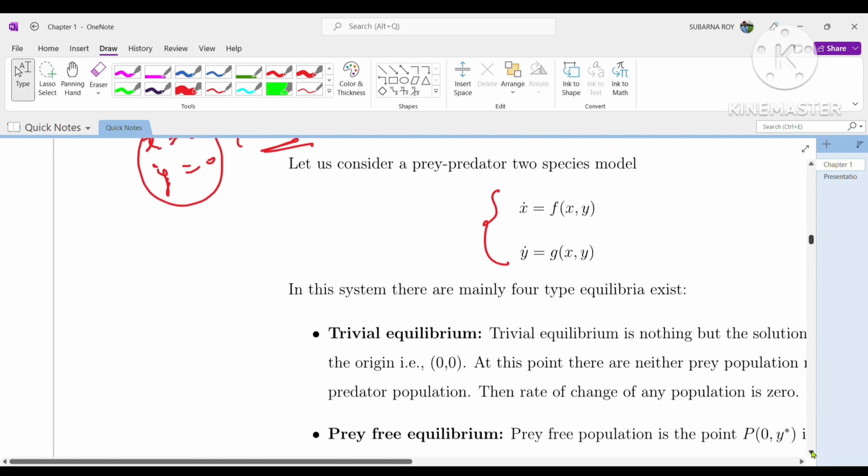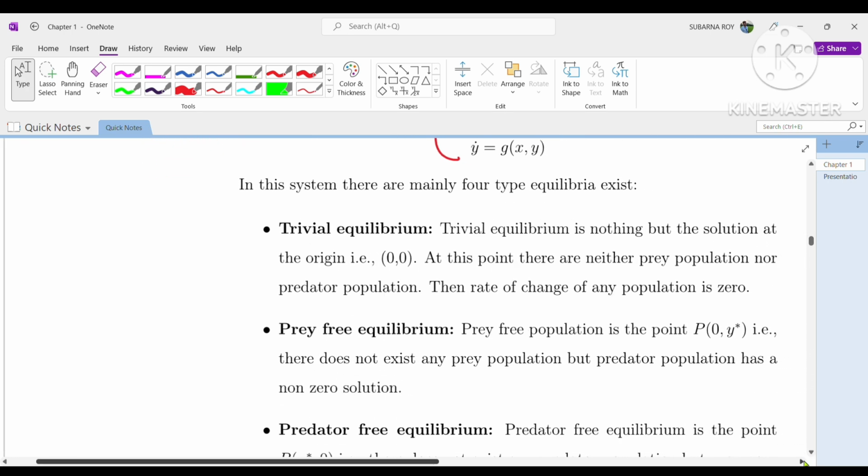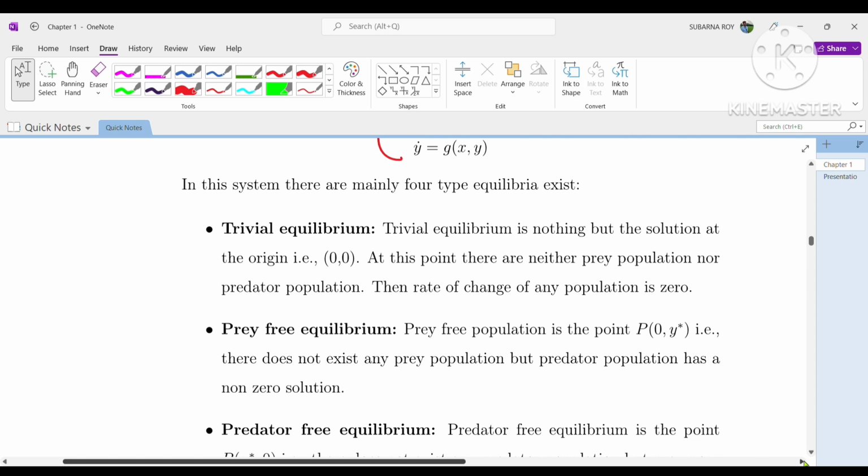In this system there are mainly four types of equilibria. One is the trivial equilibrium. When we get the solution (0, 0), there is no population, so the x component is 0 and the y component is also 0. This equilibrium point is called the trivial equilibrium point. At this point there are neither prey nor predator populations. The rate of change of any population is 0.